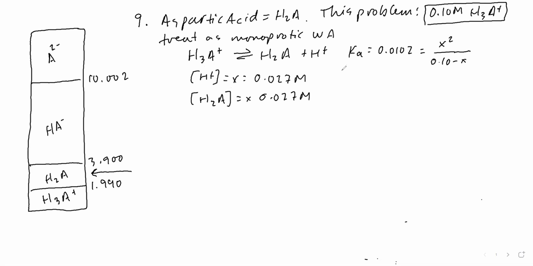And we can calculate the concentration of the H3A plus itself, and it's going to be the original formal concentration minus X. So 0.1 minus X gives us 0.073. And finally, we can get hydroxide from the H plus concentration, Kw over X. And when I did that, I got 3.7 times 10 to the minus 13th.